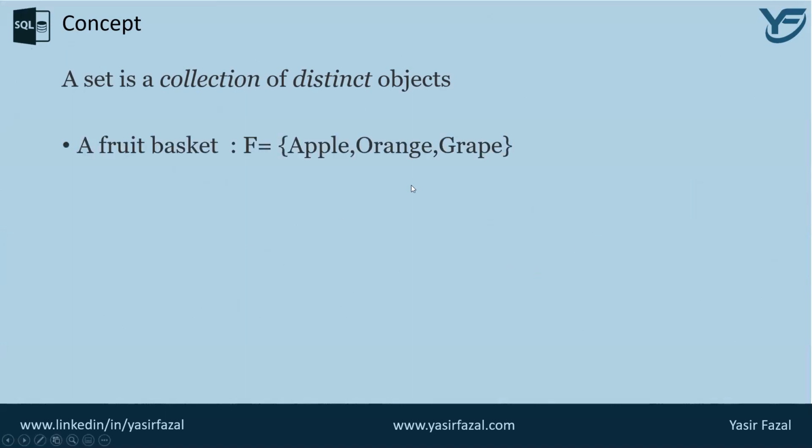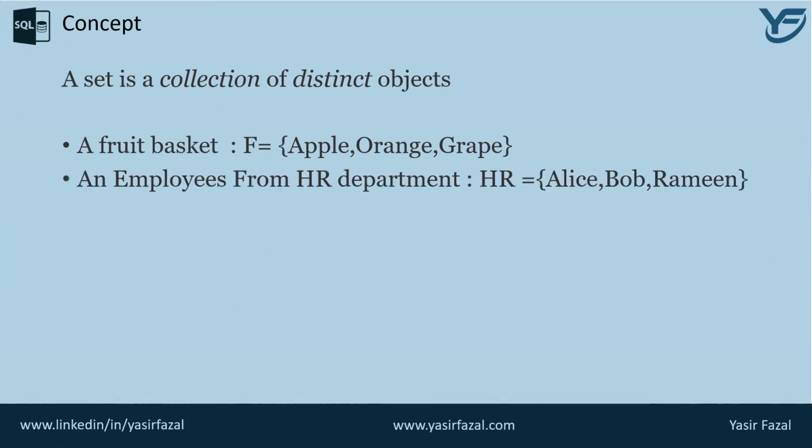A common example in the natural world is a fruit basket. If there is a fruit basket F, it may contain various fruits, for example, apple, orange, and grape. Another example is employees from my HR department. There is a set which contains employees of various departments, but I only would like to see the employees from the HR department. For example, the set HR contains Alice, Bob, and Rameen.